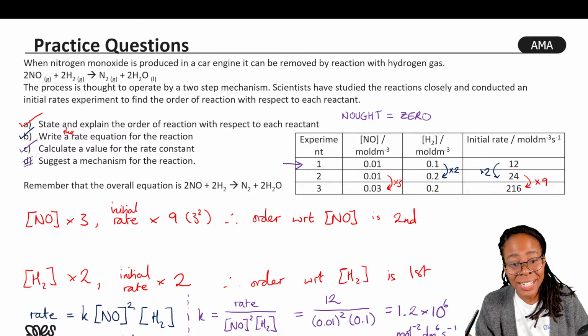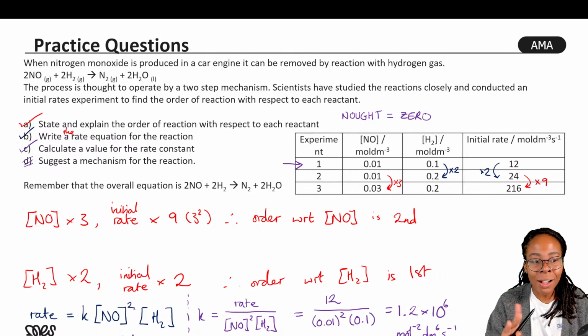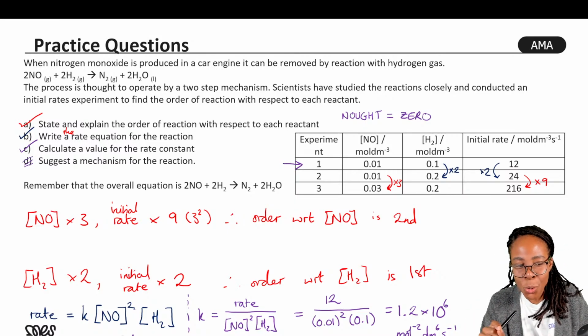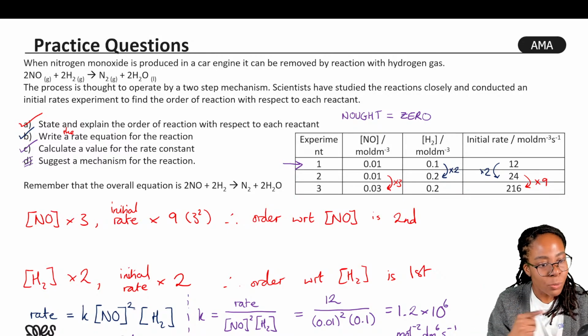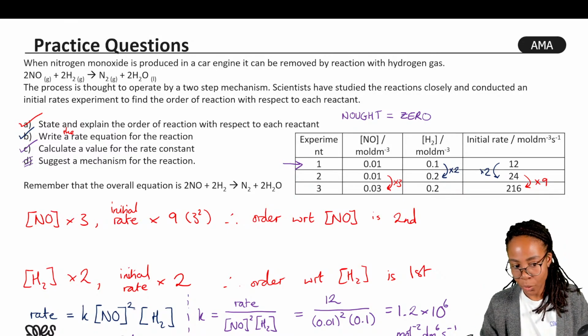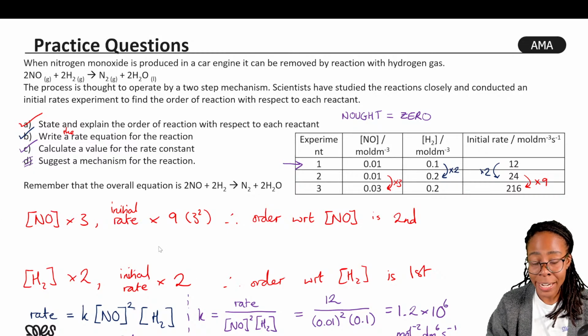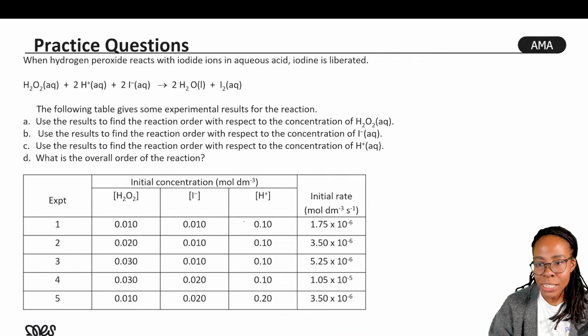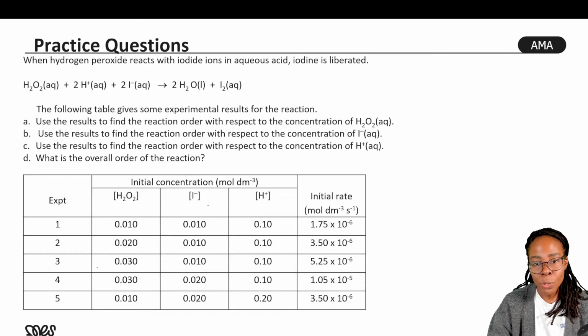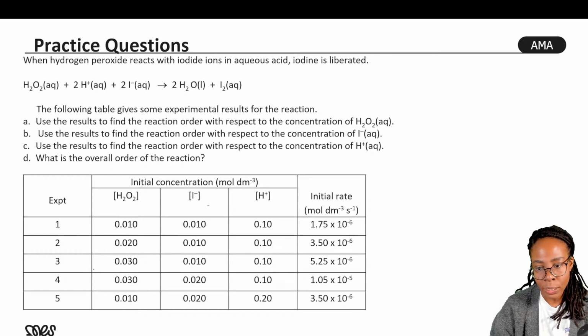So we're going to do the next example where the numbers are a little bit trickier, where we don't always have two experiments where all of the numbers are the same. Let's go. Any questions, as usual, let me know. Here we've got 3 species: hydrogen peroxide, iodide, and H+ ions. We've got 5 different experiments. We want to find the order with respect to each.